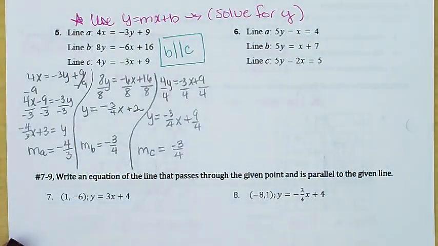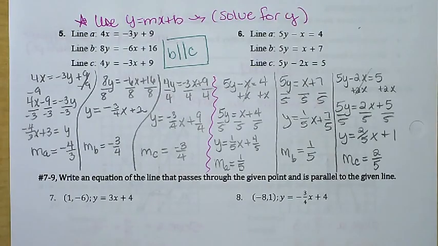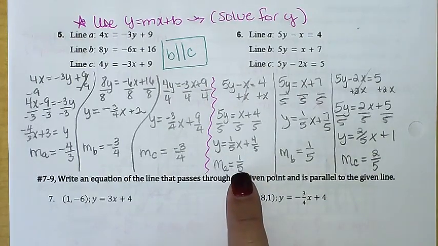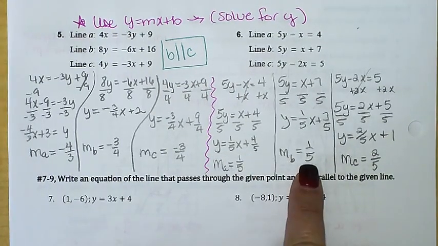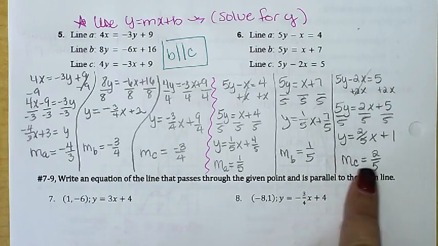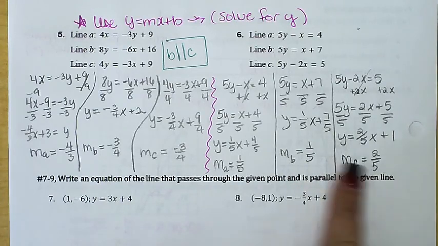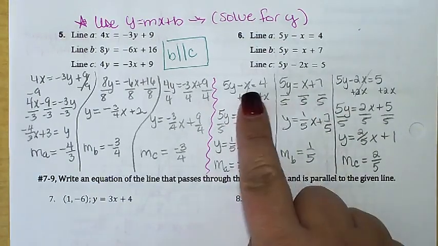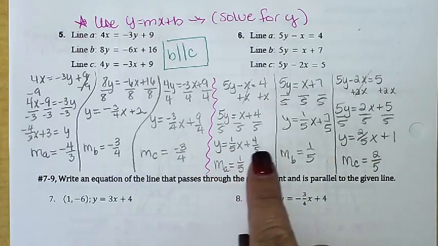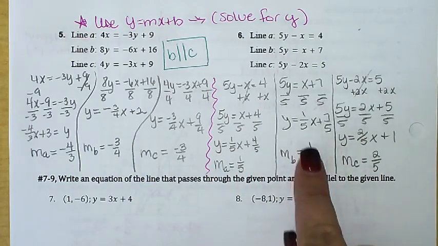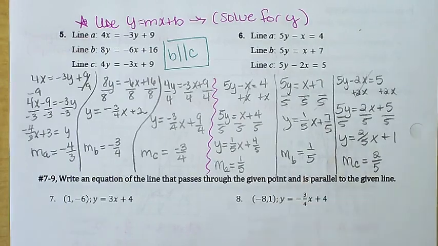Okay, try number 6 and check it. Okay, so check your slopes. If you got 1/5 for the slope of line A, 1/5 for the slope of line B, and 2/5 for the slope of line C, then you are in good shape, right? It was a matter of manipulating it, getting into slope-intercept form, and being able to pluck out that slope and find out what it is.